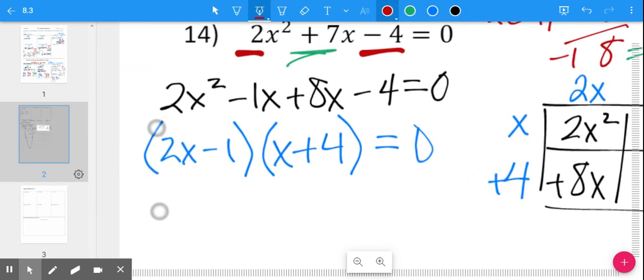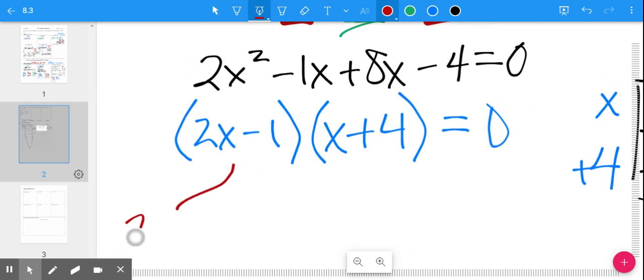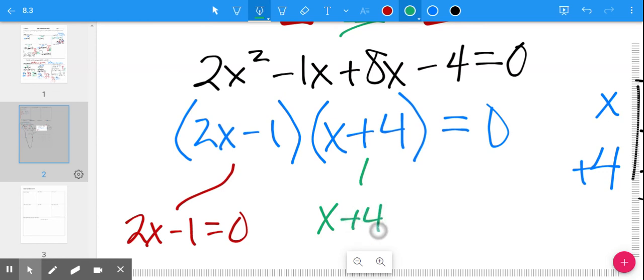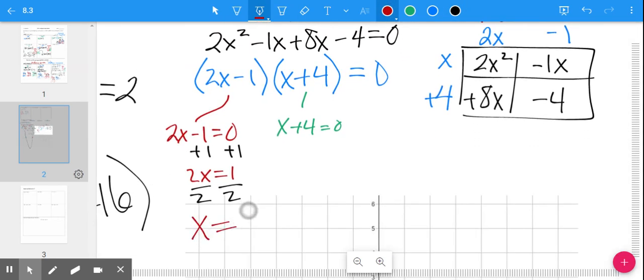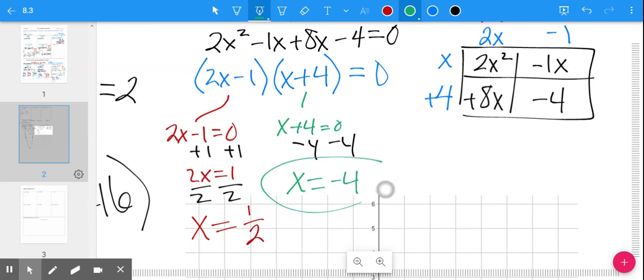So again, at this point, you have to find your zeros, your x-intercepts, your roots by setting each binomial equal to 0. Add 1. 2x equals 1. Divide by 2. So one of your roots, one of your solutions, your zeros, is at half. The other one, subtract 4. And x equals negative 4. So there's your other.